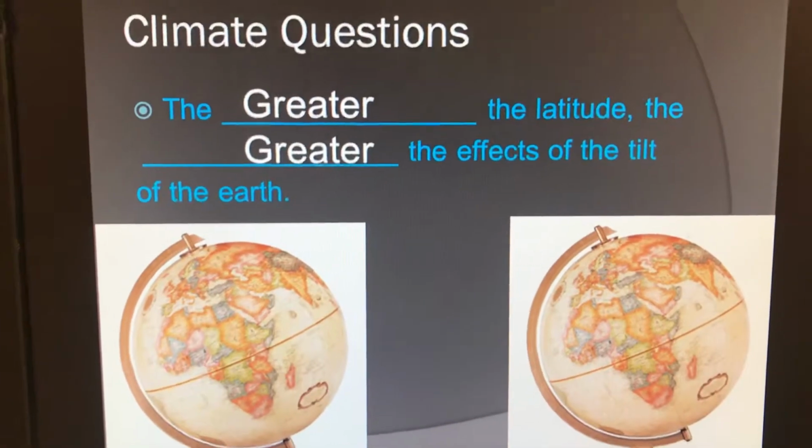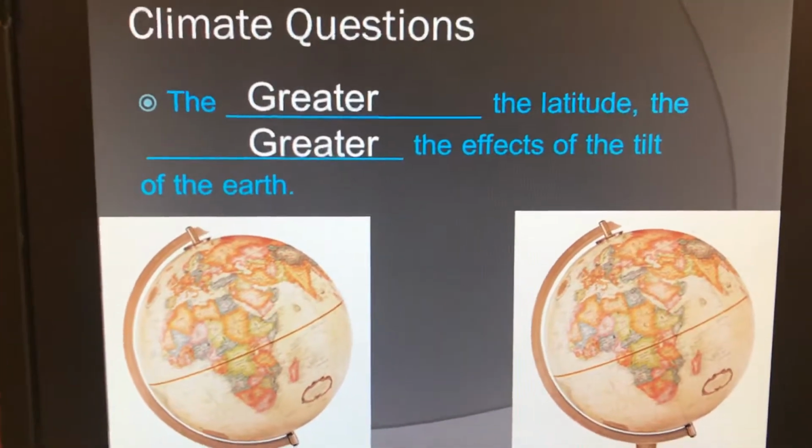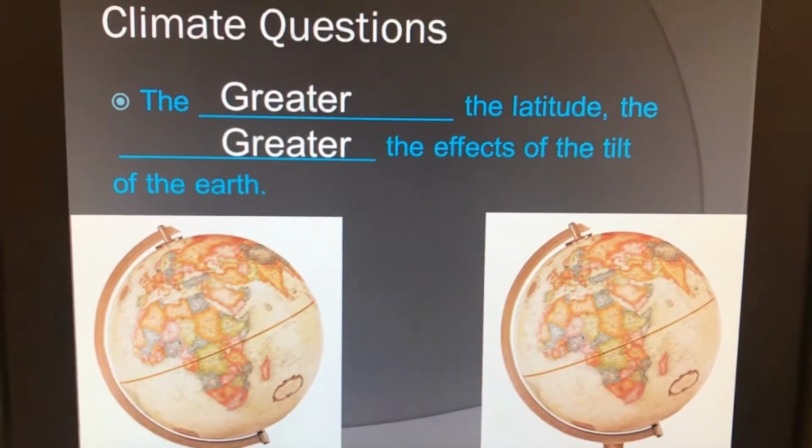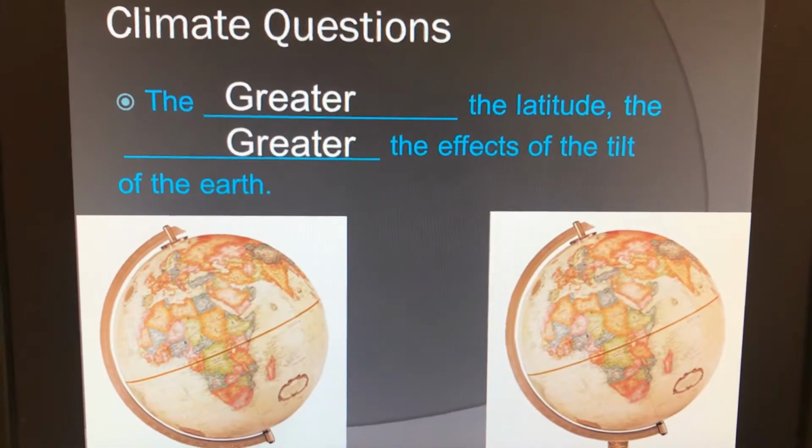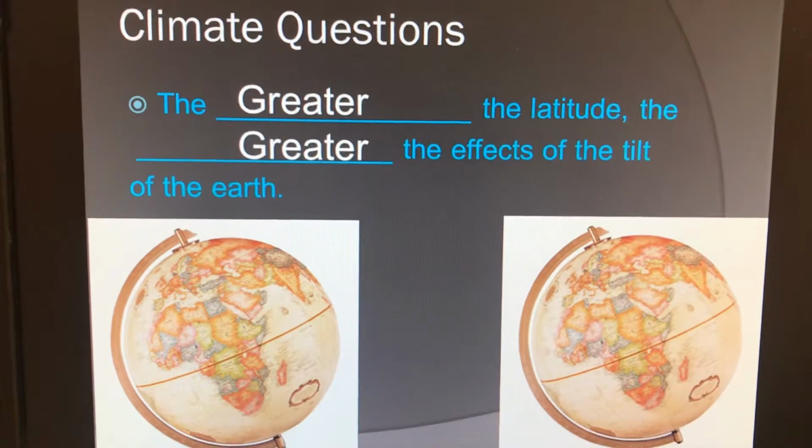So number 2 is really talking about latitude and temperature. So we have that down, right? The lower the latitude, the higher the temperature. But then let's look at number 3.